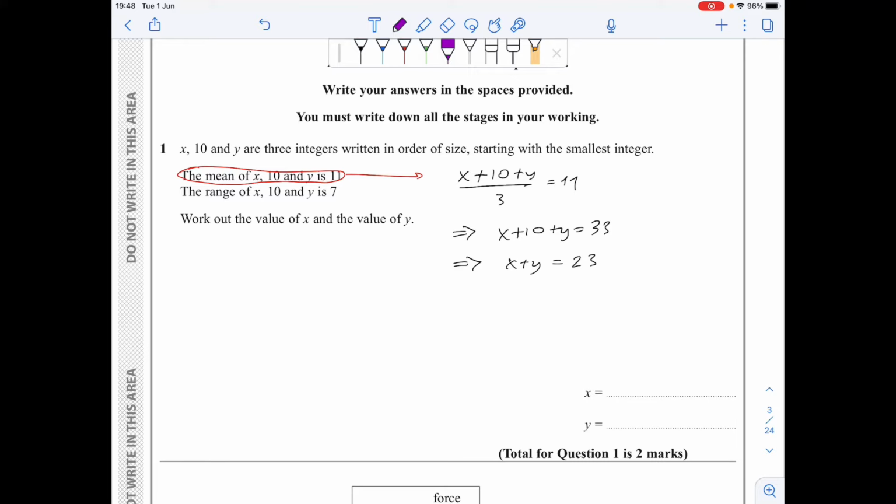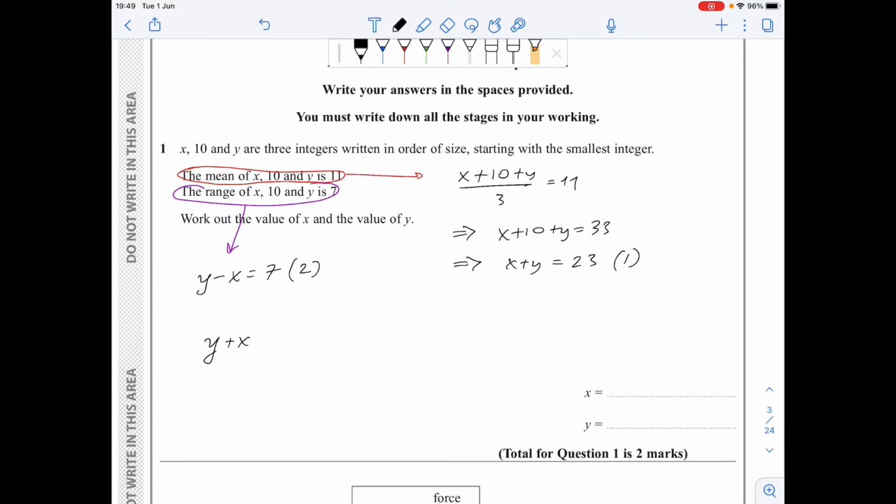And then I have a second piece of information about the range. y minus x is equal to 7. The maximum minus the minimum is equal to 7. Now I have two equations. Let's label them 1 and 2. I'm going to solve this simultaneously.